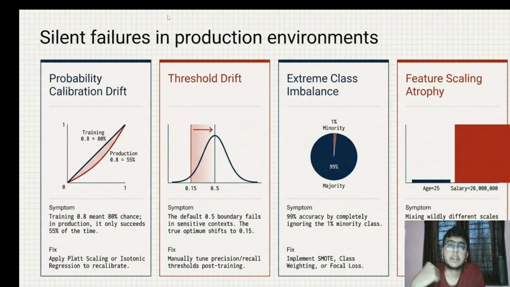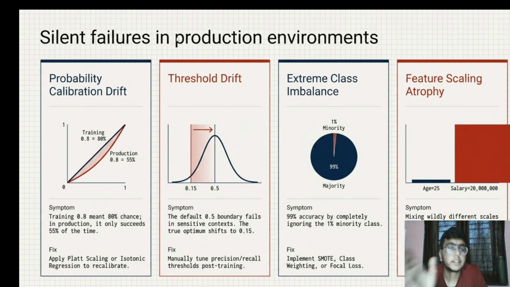Silent failures in production environment. As we saw earlier, linear regression also has many failures, and logistic regression has some failures too. The first is probability calibration drift. What does it mean? In the training data, 0.8 equals 80%. Means that when you train your model on data, you have cleaned your data, you apply EDA etc. on your data, so your data is clean and the model can get 80% accuracy. But in the real world, this 80% is actually 55%.